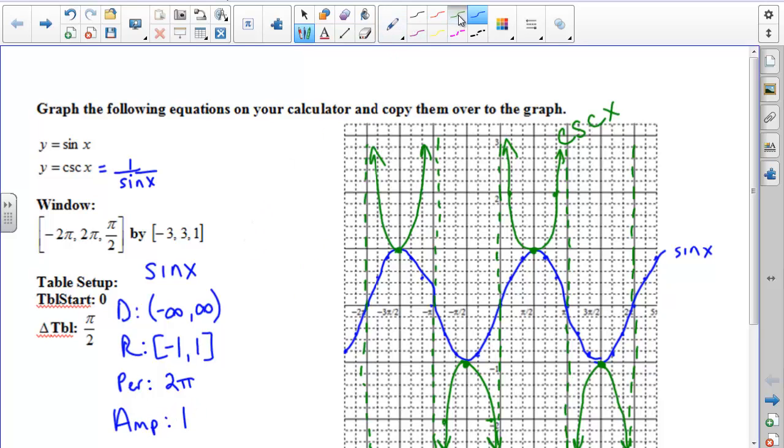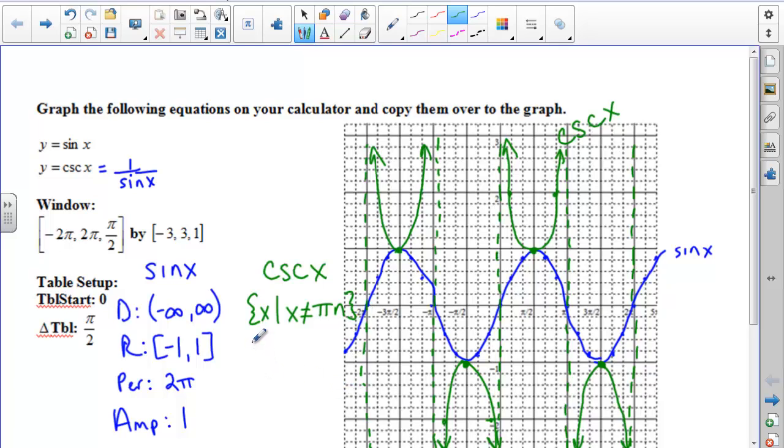Well, cosecant is similar, but a little bit different. For example, the domain we can express as all x's such that x is not equal to wherever sine is 0, which is at 0, pi, 2 pi, 3 pi, negative 2 pi. And so it's really multiples of pi. And so we say all reals except when x is a multiple of pi.